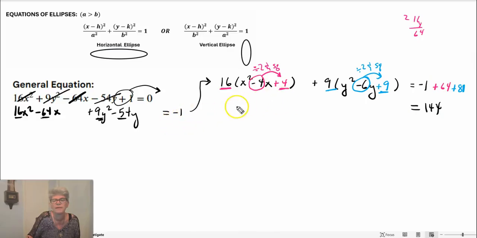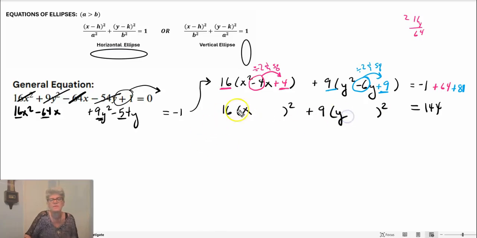Okay, and then I've got this. I can write this now because this is by design. This was the whole purpose of completing the square. So, what's going to go in here? This number divided by 2. And negative 4 divided by 2 is negative 2. What's going to go in here? This number divided by 2. And negative 6 divided by 2 is negative 3.